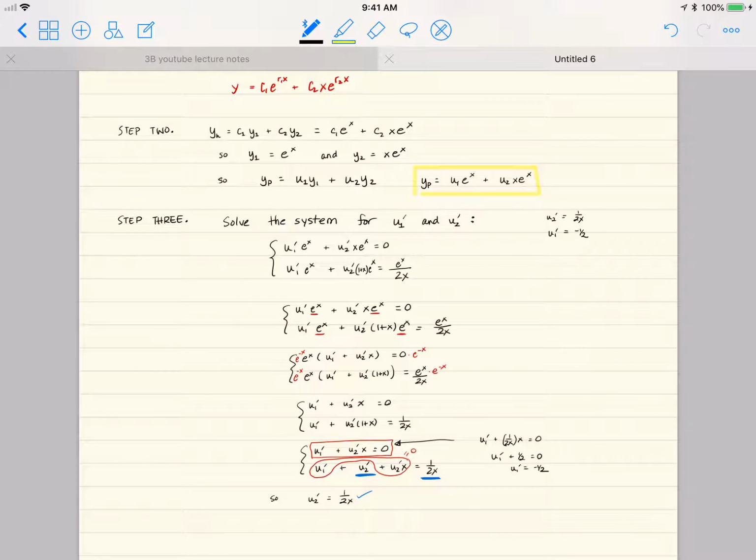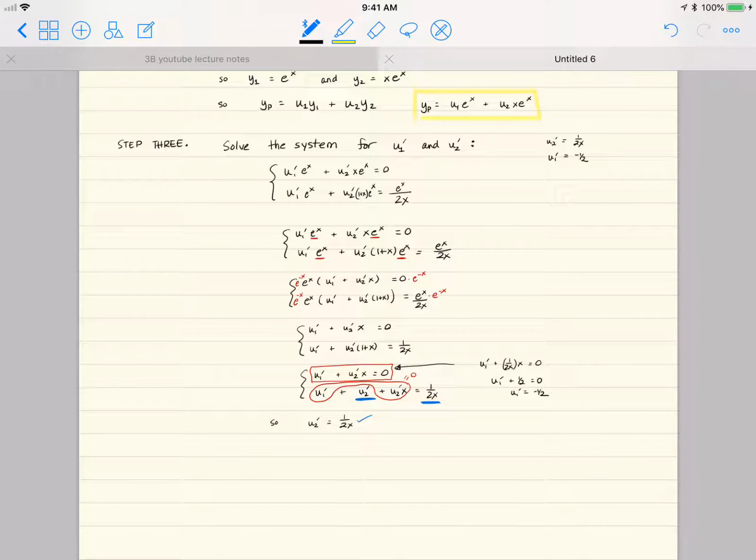Now I'm smiling because at this point step 4 is easy. In step 4 I'm supposed to integrate to find u1 and u2.